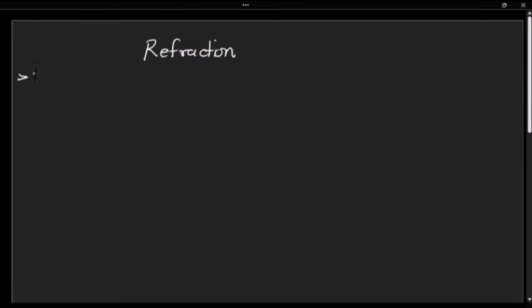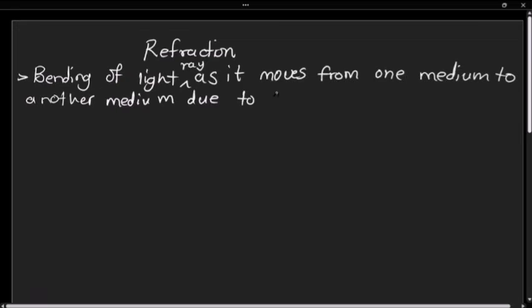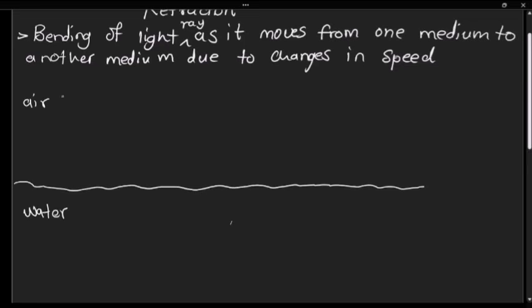So let's move to refraction. What is refraction? Refraction is simply the bending of a light ray as it moves from one medium to another medium due to the change in speed. For example, let's say we have two media, water and air, with air having a refractive index equal to 1 and water having a refractive index equal to 1.33.